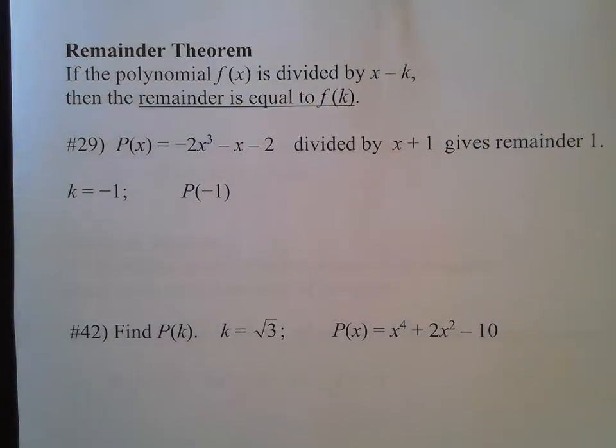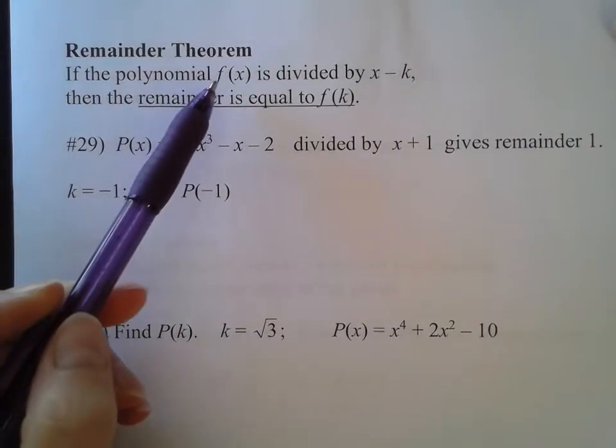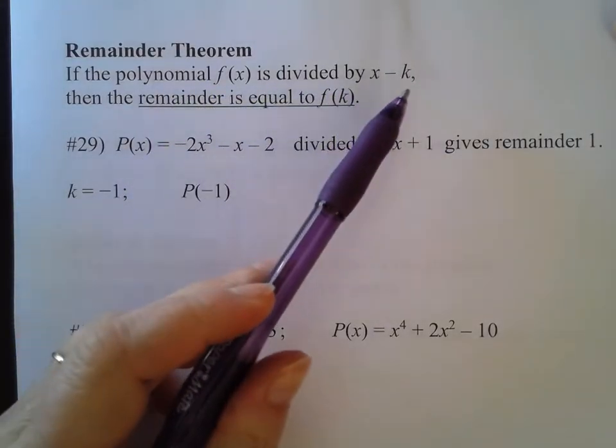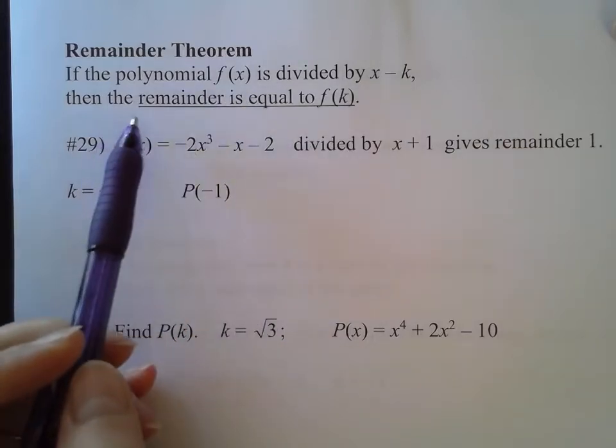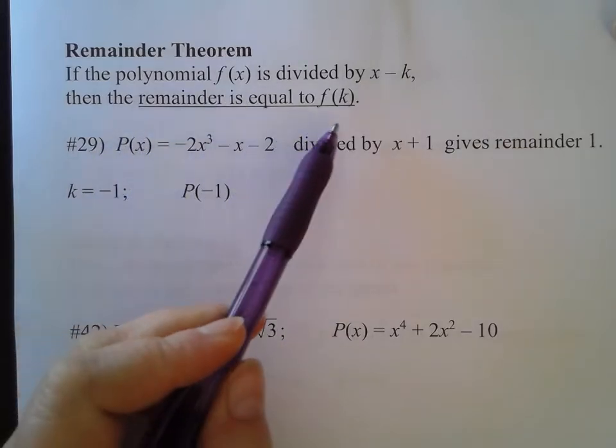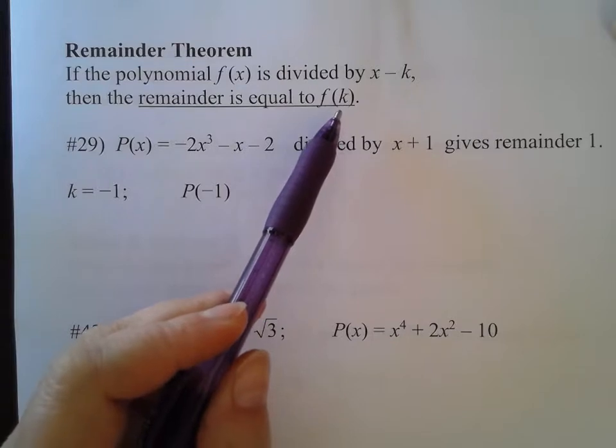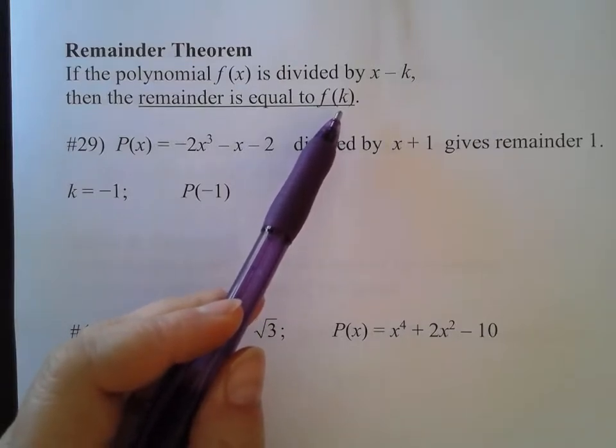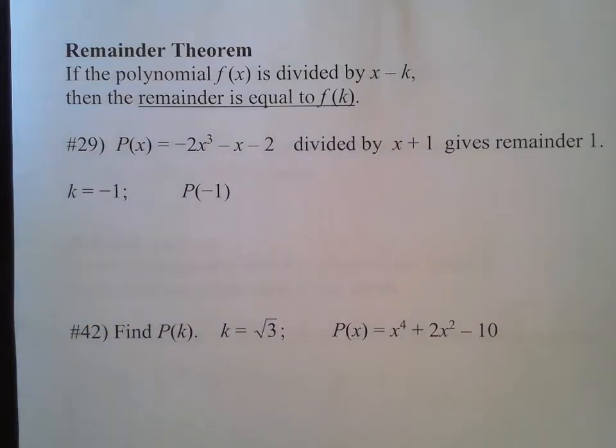Okay, so the first one we have here is called the remainder theorem. It says if the polynomial, and I used f of x instead of p of x, is divided by x minus k, then the remainder is equal to f of k. So when I divide by x minus k, whatever I get left over, that's the function evaluated at the number k. And you might be like, whoa. For me this was kind of mind-blowing. It was hard for me to wrap my head around how that could be true.